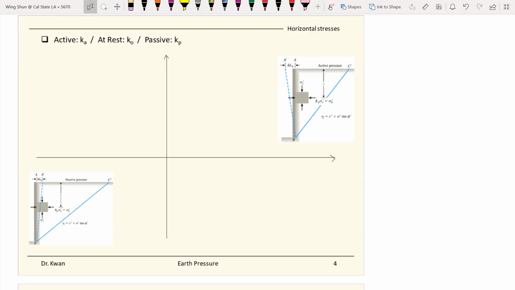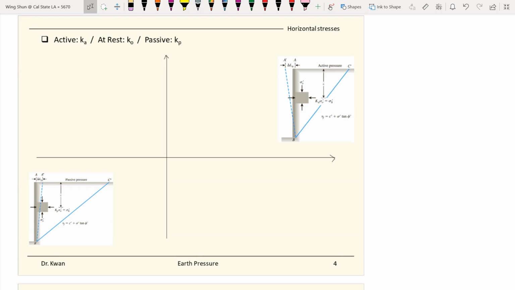Okay, so what about beyond the at-rest conditions? We went into the cases of active and also passive earth pressure. So what does it mean? What does it mean by active and passive earth pressure? It all depends on the displacements of your retaining wall, whether it is into or out of the soil body.